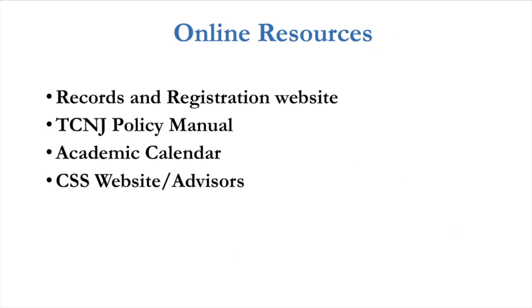Finally, there are some online resources you can use if you have questions about any of these policies. The Records and Registration website has forms and policies that really lay it out clearly. There's also a link to that advising resources page that I mentioned earlier. The TCNJ policy manual has an A to Z search, so if you enter something like ungraded option in the policy manual, you can click on that policy and read all about it.